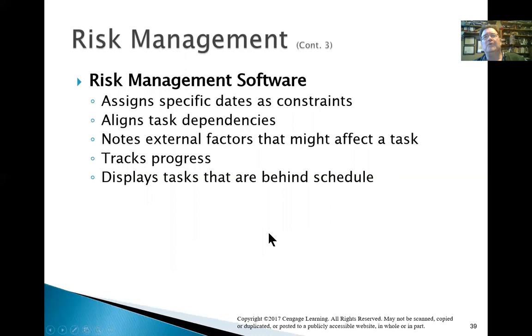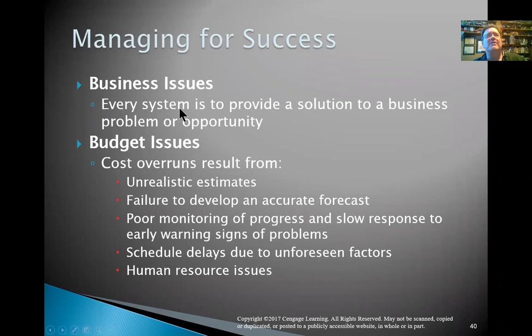All right. So now, trying to manage for success. Every system is to provide a solution to a business problem or opportunity. Great. Because again, business is the one paying for this. Remember, you are an expense. There are going to be budget issues, and sometimes they come from an unrealistic estimate of either the budget or the time. If you find that you don't have enough time, then you end up putting more effort into this. You end up actually spending more money on it, even though you spent less time.